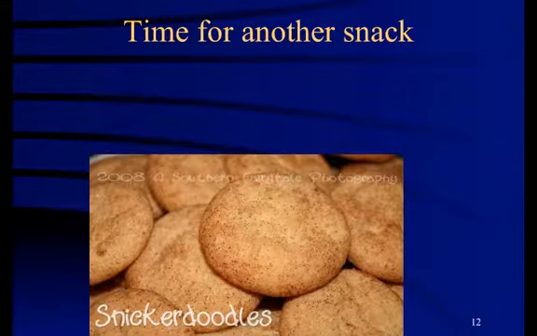I love me some snickerdoodles, don't you? They actually have cream of tartar, which is actually an acid that they scrape off the inside of wine barrels called tartaric acid.